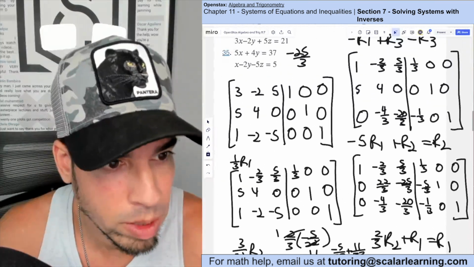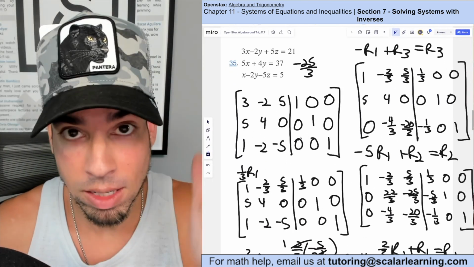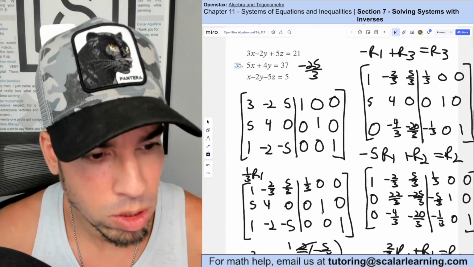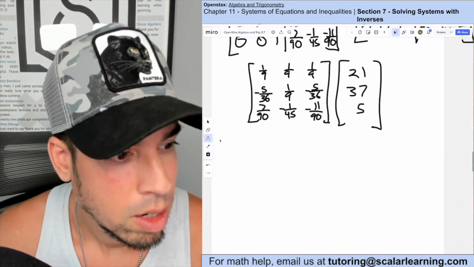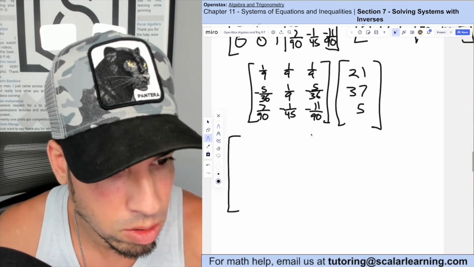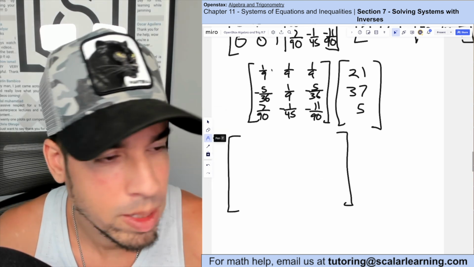And what we have to do is multiply it by 21, 37, and 5 in a single column matrix, a 3-row matrix. So 21, 37, 5, we're going to write that down here. And now we're going to multiply these two matrices to get our final answer. So we're going to write it out here, and we're going to do a little color coding. Make sure we have enough room, and let's go.